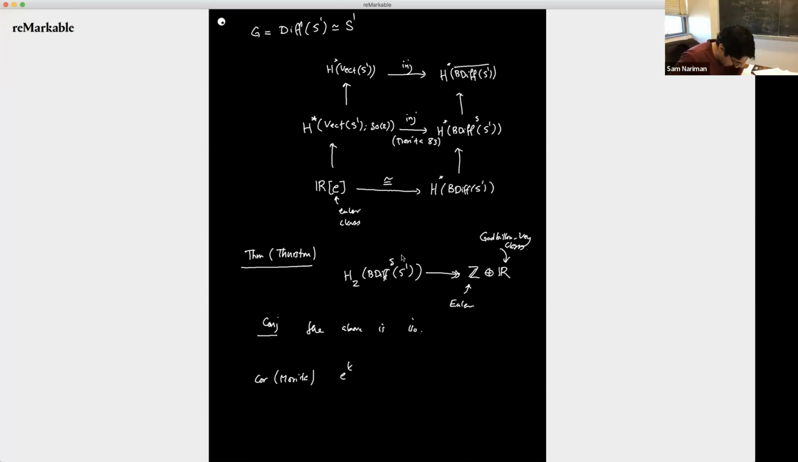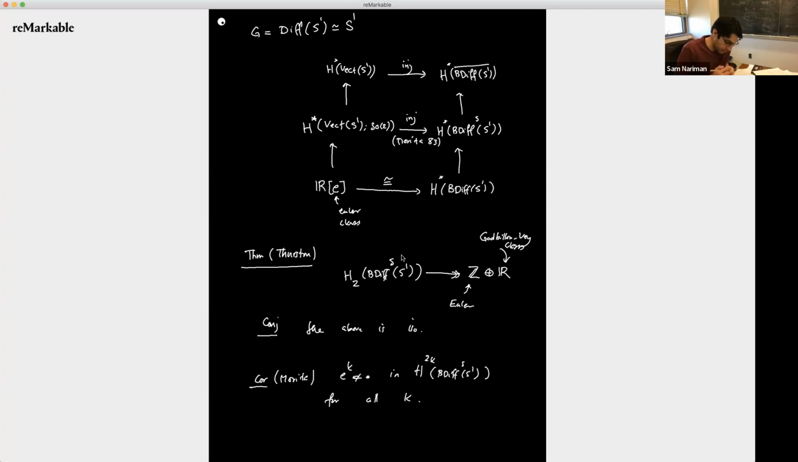Okay, there we go. So a corollary of Morita is the powers of the Euler class are all non-trivial in the cohomology of B Diff of a circle, for all k. Okay, that's a non-trivial statement.